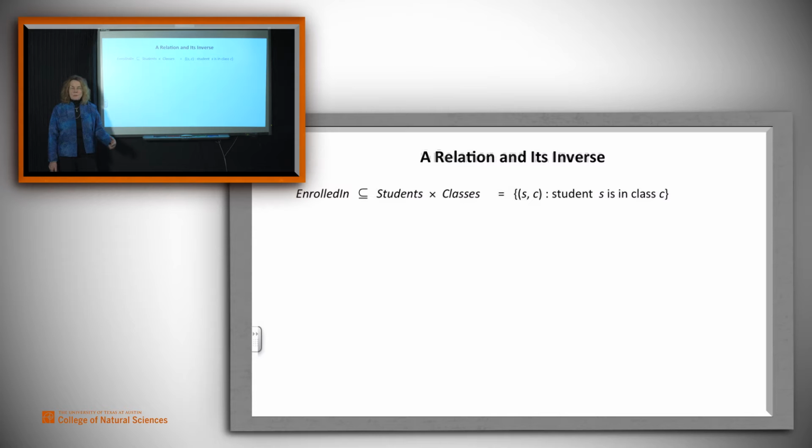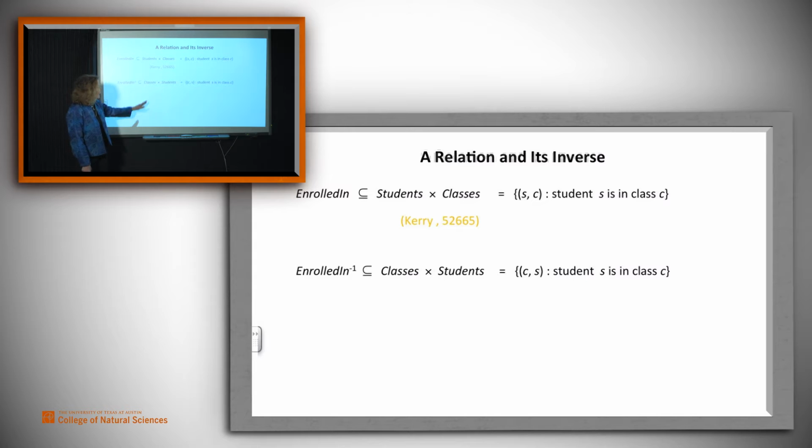Enrolled in maps from students to classes. For example, it relates Carrie to 52665. What about the other way? The inverse relates classes to students, and a class is related to a particular student just in case that student is in fact in the class.